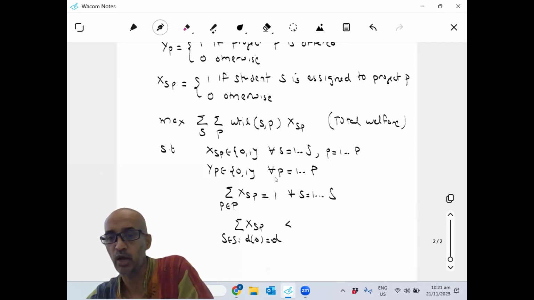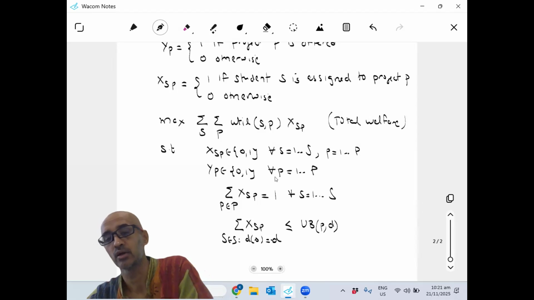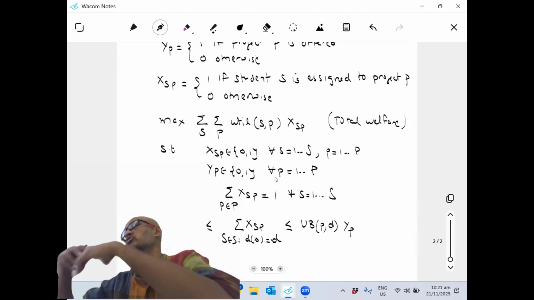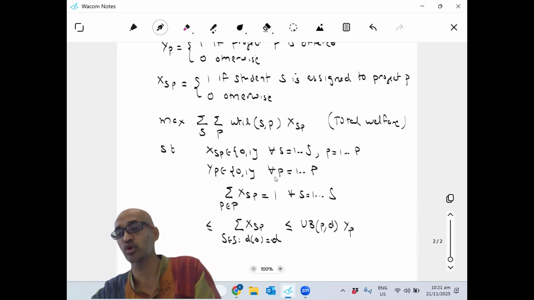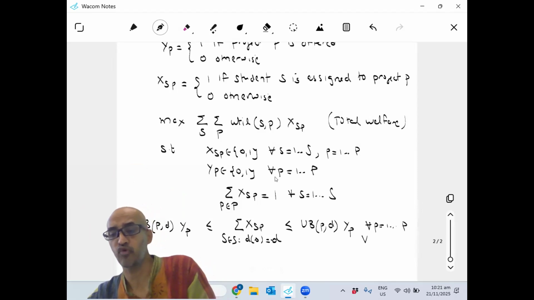If D is 1, I want to ensure this is below the upper bound. And of course, the upper bound is valid only when the project is allotted, right? If I don't launch a project, I cannot allocate students to it. X should be 0. So if Y is 0, X has to be 0. There's a corresponding lower bound here, Y_P, for every P from 1 up to P and for every discipline.